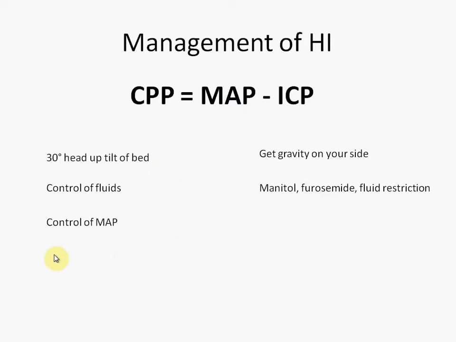The mean arterial pressure needs to be controlled. You don't want it too high or too low. And in head injury, we're aiming for a mean arterial pressure of greater than 90 millimeters of mercury.